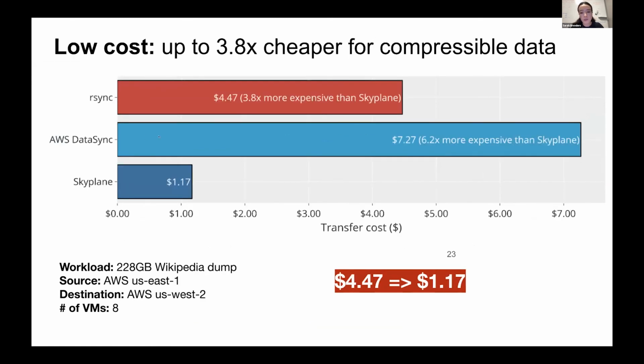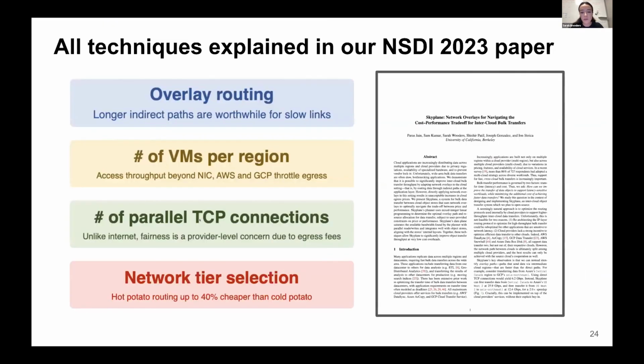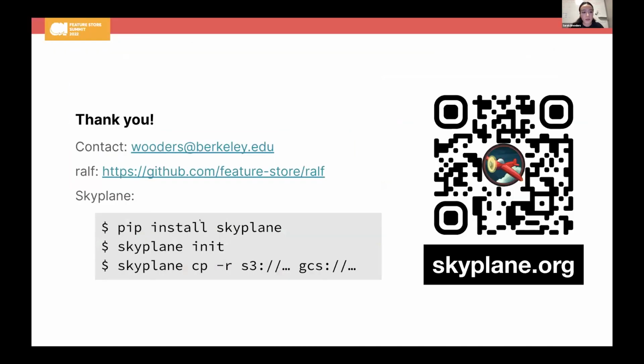If you compare to AWS DataSync, which is going to charge both for egress fees and also service fees, you will go from $7.27 to $1.17 using Skyplane instead. All the techniques that we use are covered in the NSDI paper that we have, so I'm happy to email this to anyone who's interested.